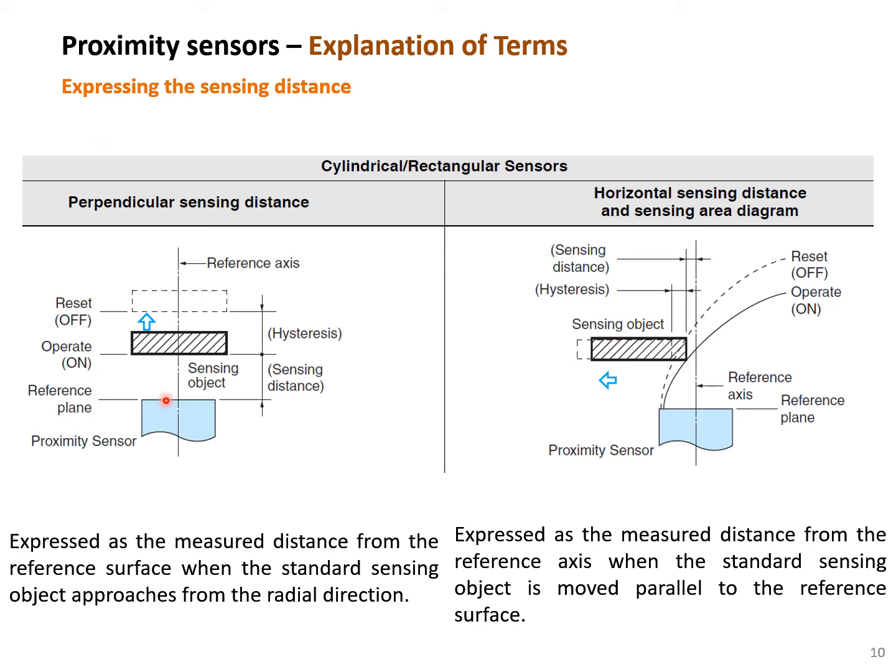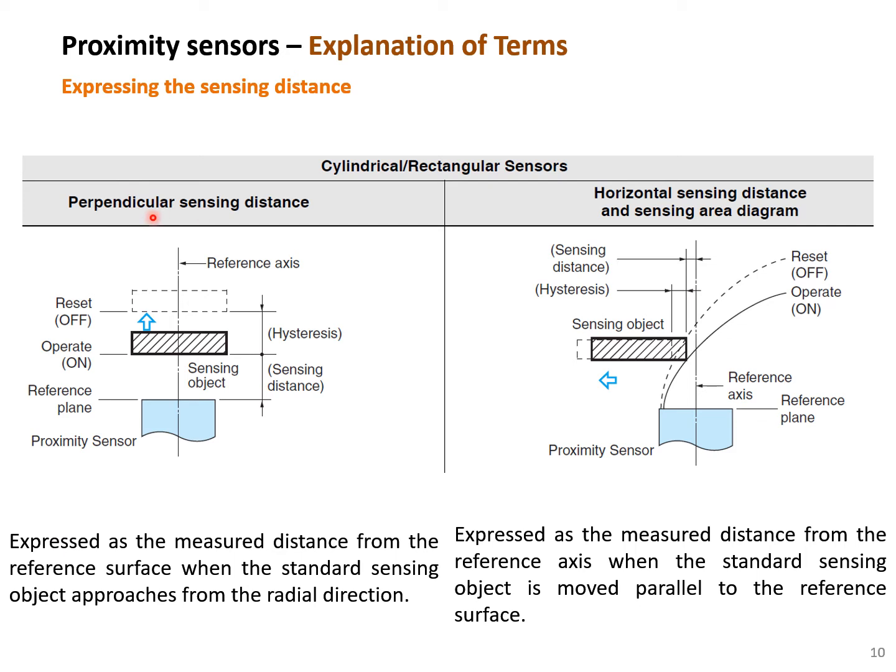And we have two types of sensing distance. We have perpendicular sensing distance, if the sensing object moves perpendicular to the main axis of the sensor, or we have a horizontal sensing distance if the sensing object moves horizontally in front of the sensing surface.